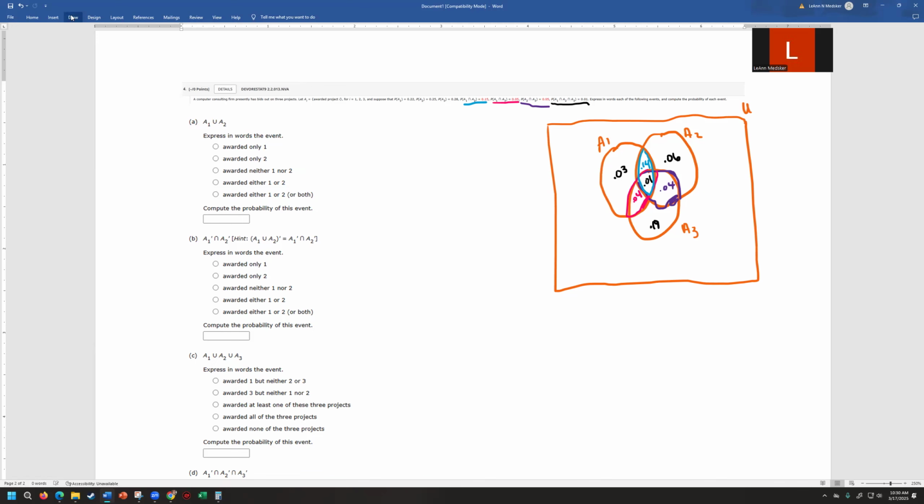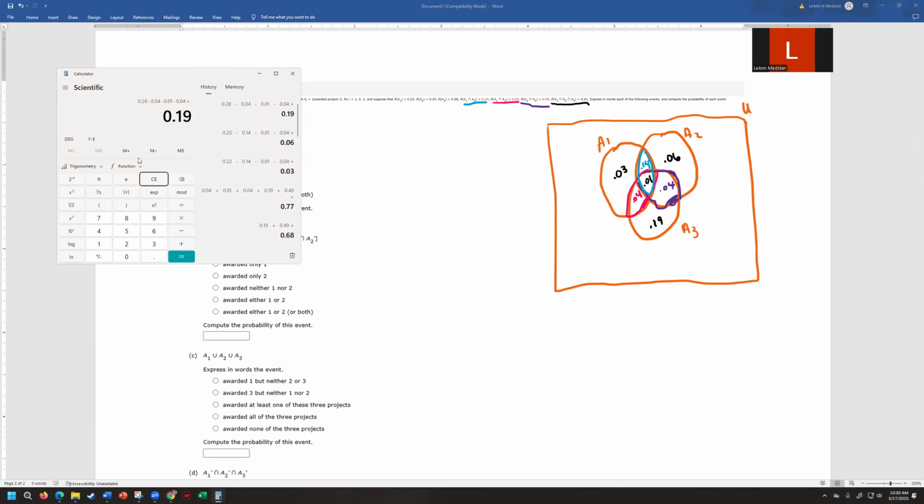Okay. Now we're not done because we need to figure out what probability is left on the outside of all 3 circles. And that's found by adding up all these little areas, these probabilities, and then subtracting from 1, because remember the whole universe is 100% or 1, so we'll be able to find the outside.